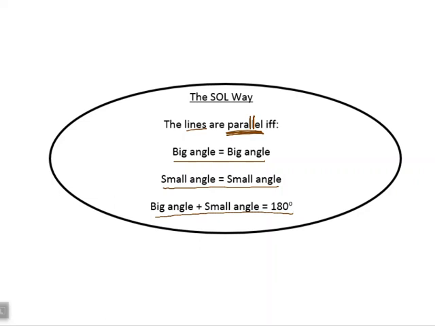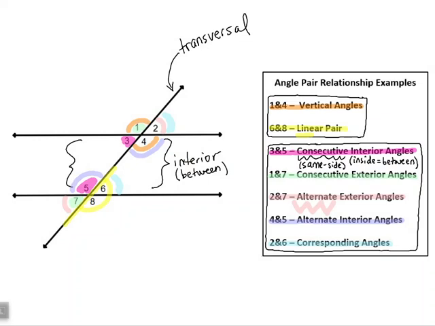So for example, we go back and look at our picture, and if these two lines that look like they're going in the same direction are to be parallel, then any small angles will all equal each other. Any big angles like 1, 4, 5, and 8 will all equal each other. And if we have a small angle and a big angle, they will add up to 180.